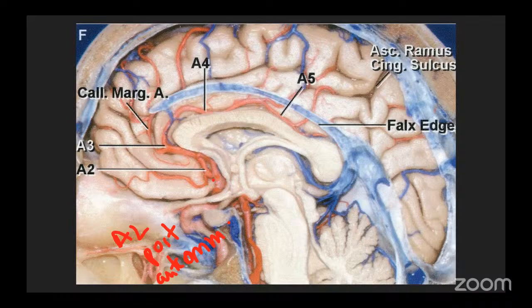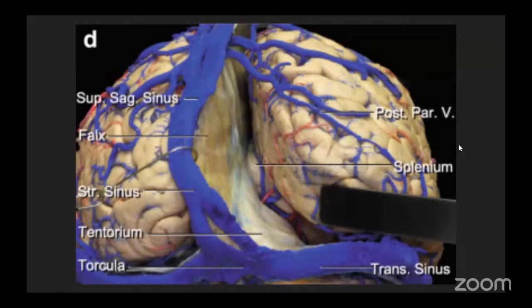Let's look at a few other images. So this is a posterior view. What you're looking at is a cadaveric dissection where they have retracted one side of the hemisphere, and you're looking at the interhemispheric space from the posterior view. And you can appreciate the Falx on the right side.